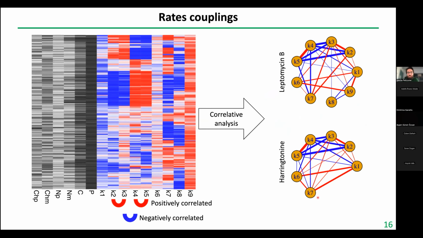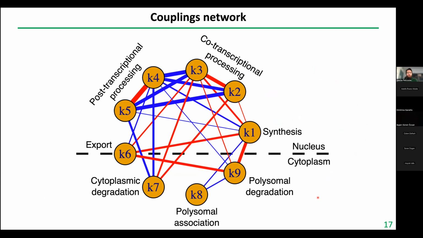We have done the same also for the other two treatments that I discussed before. And here you see the final model. So here you see only the edges that have been confirmed by all our analysis. On the top, you see the nucleoplasmic rates. On the bottom, you see the cytoplasmic ones, and here in the middle, there is the export.